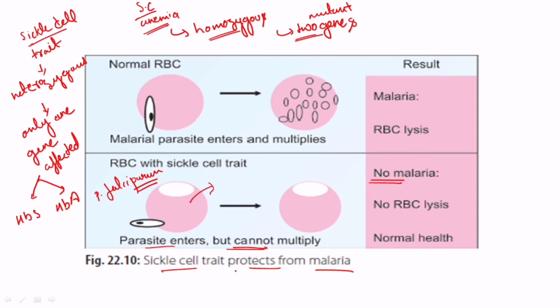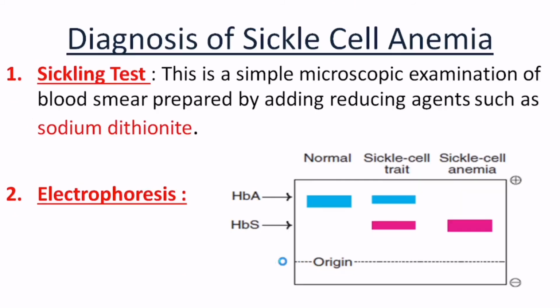Okay, so sickle cell trait, this is how it protects from the malaria. Now we'll be seeing the diagnosis of the sickle cell anemia. So by these two ways, you can diagnose the sickle cell anemia. So first is the sickling test, and the second is the electrophoresis. In the sickling test, you just have to form a blood smear, and this blood smear is then prepared by adding a reducing agent such as sodium dithionite, and then it is simply observed under the microscope.